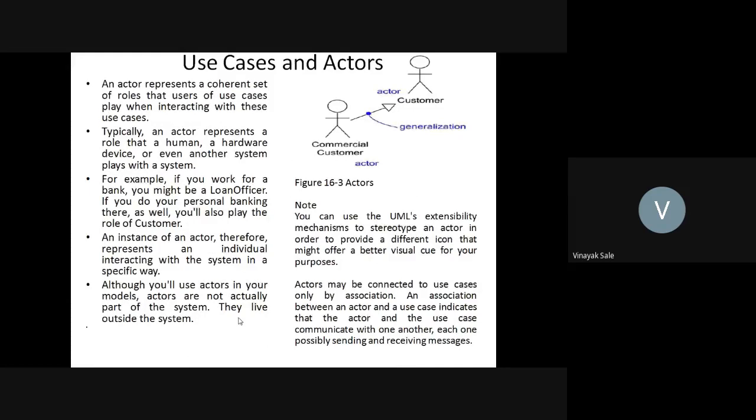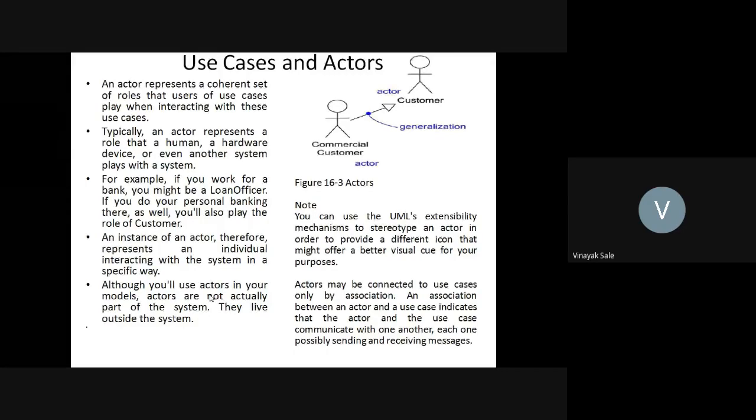Then use case and actors. An actor represents a coherent set of roles that the users of the use cases play when interacting with these use cases. Typically, an actor represents a role that a human or a hardware device or even another system plays with the system.